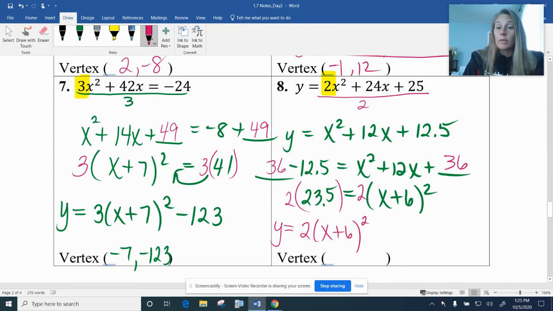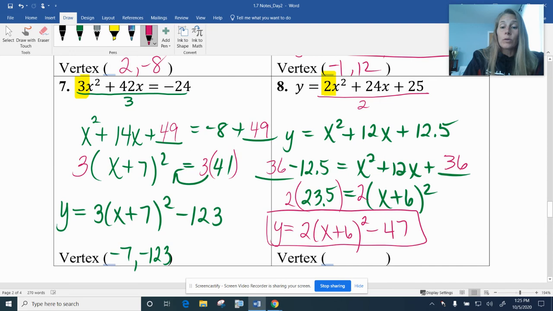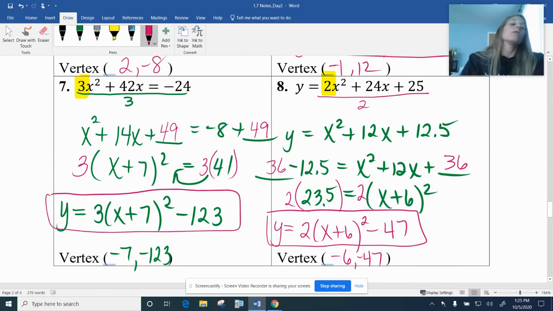So now I have y equals 2 times x plus 6 squared. 23.5 times 2 is going to be 47, but when you move it over, it's going to become a negative, so make sure you don't forget that. And then, of course, your vertex would be negative 6 and negative 47. And that's how you change an equation from standard form into vertex form.